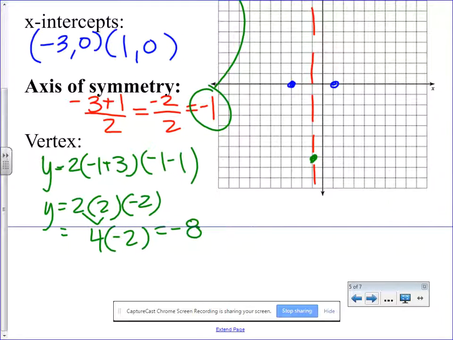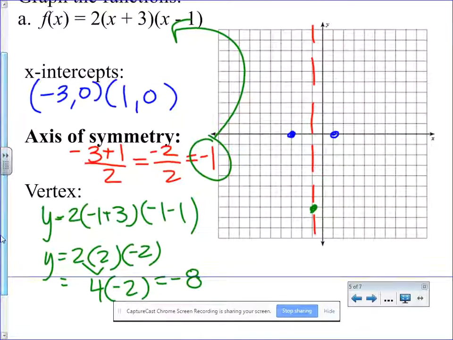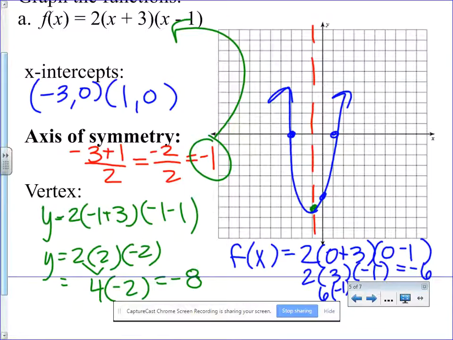Now let's plug in one more point so that I have 5 points at the end. So that helps my parabola be more accurate. Take 2 times 0 plus 3 times 0 minus 1. That's 2 times 3 times negative 1, which is 6 times negative 1, which is negative 6. So at 0, I have negative 6. So I have something like this. Yours should look a little better than mine because your board is calibrated. This should really be right here, but it doesn't want to go. There we go.